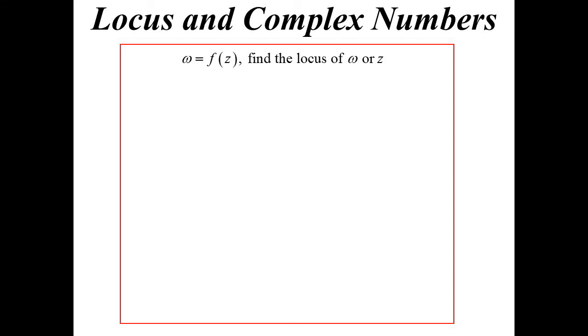Carrying on the look at locus and complex numbers. But this time we're looking at functions. So omega is some function of z. And then we'll be asked to find the locus. It might be of omega, it might be of z. It might be either one.